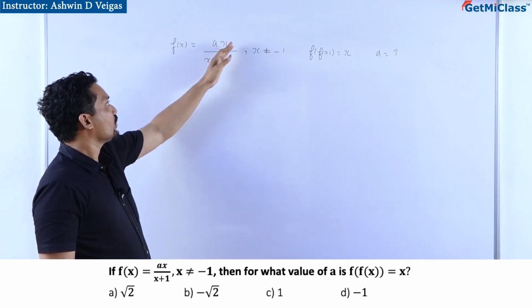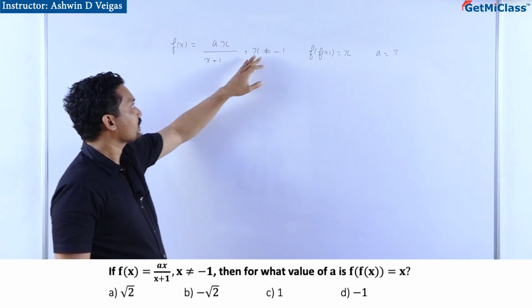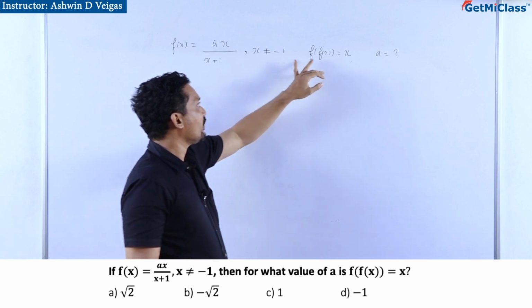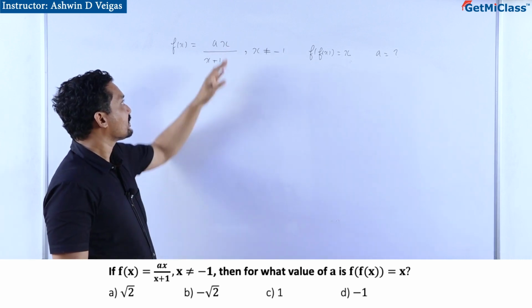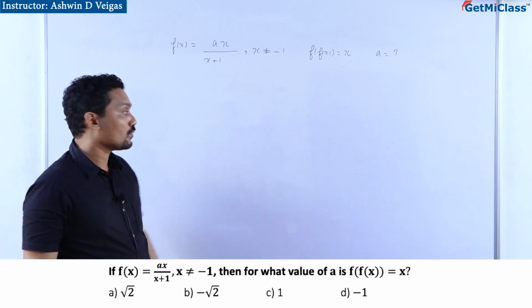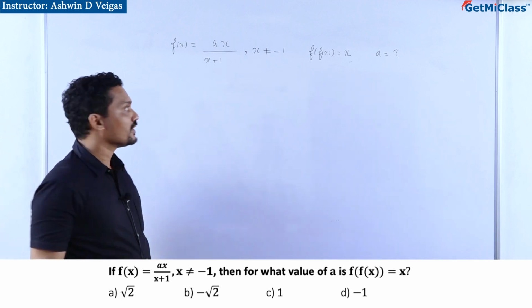f of x is equal to (ax plus b) by (x plus 1), x not equal to minus 1. f of x should be x, then what should be the value of a? So, for this I will refer to the shortcut I have already spoken about in the previous problems.